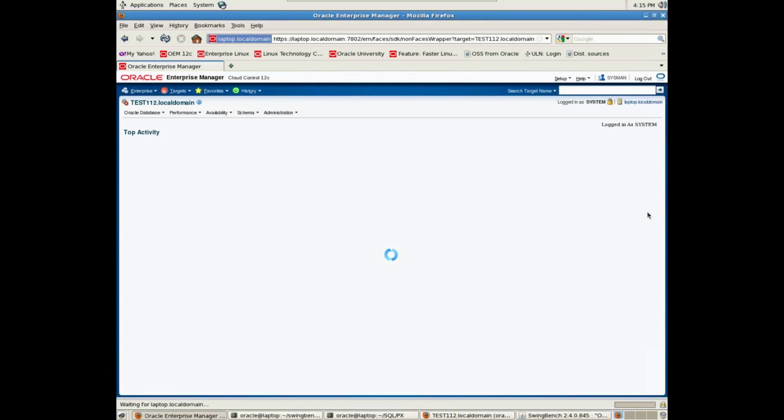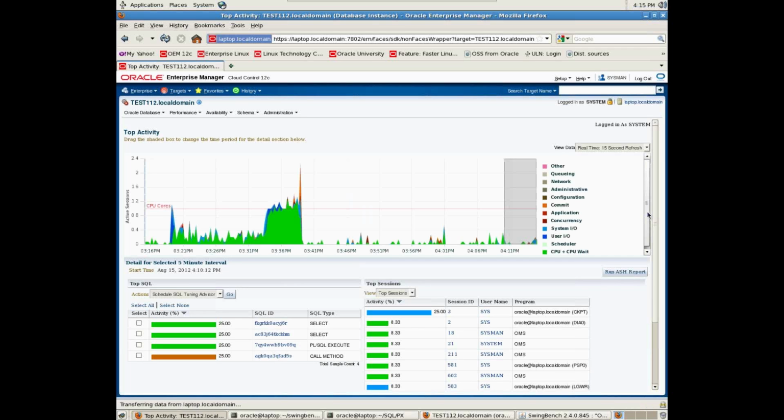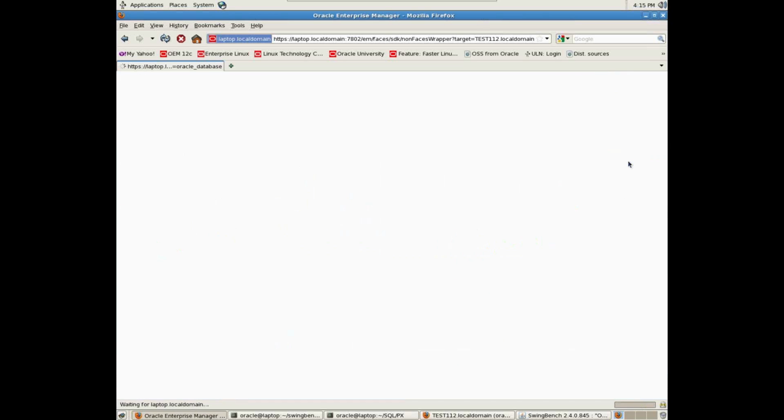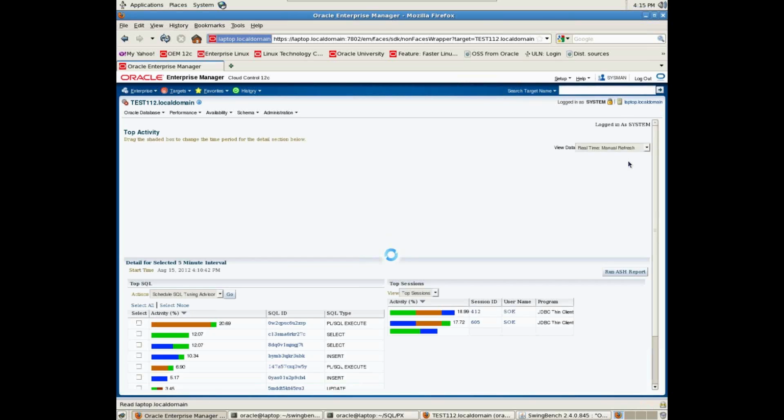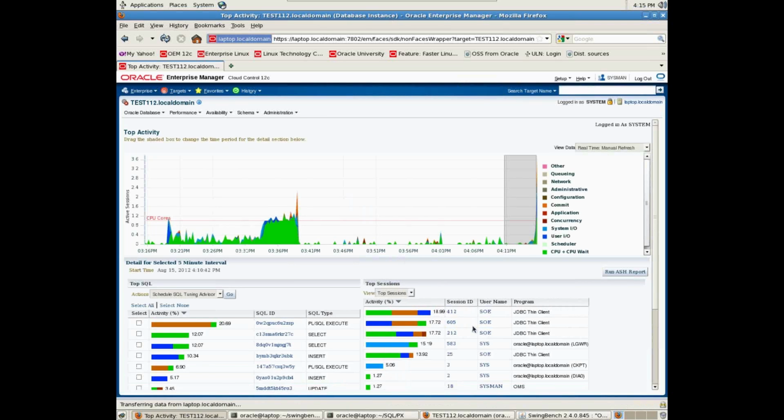Now, if I go back and look at the top activity page, it refreshes, and things may run a little bit slow because my laptop's hot, I'm jet lagged, I'm running benchmarks. But we'll start to see some activity appearing shortly. I'll give that a minute. And the graph will start to change, right? So I can see that I've now got these 1, 2, 3, 4 sales order entry sessions, which is what Swing Bench uses to connect to run this benchmark.